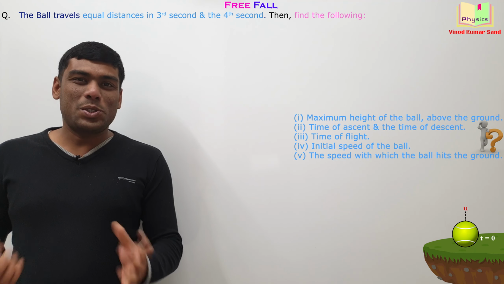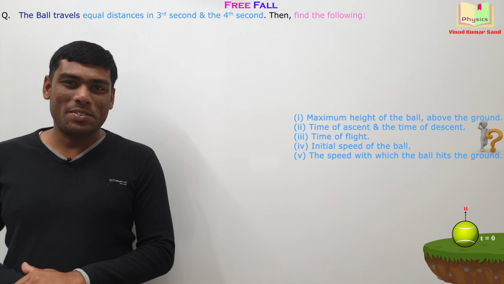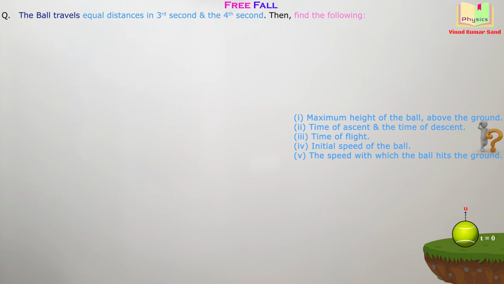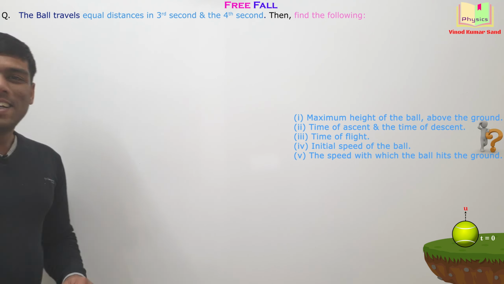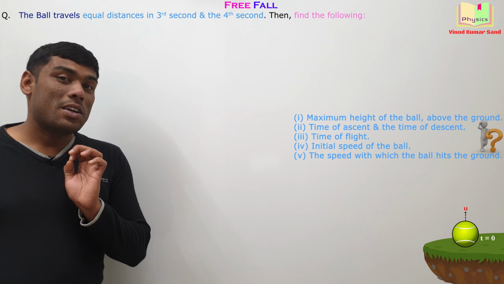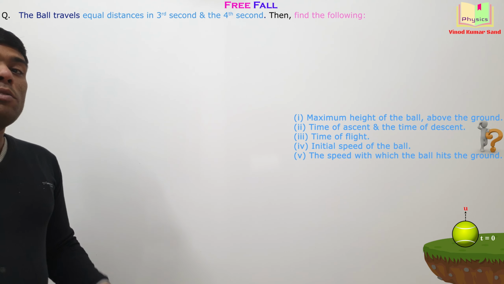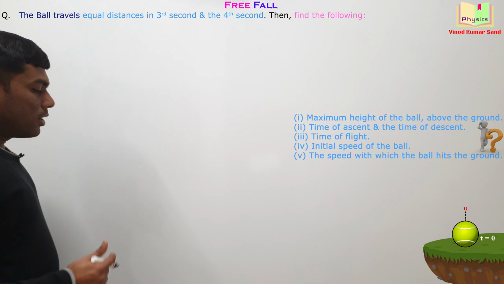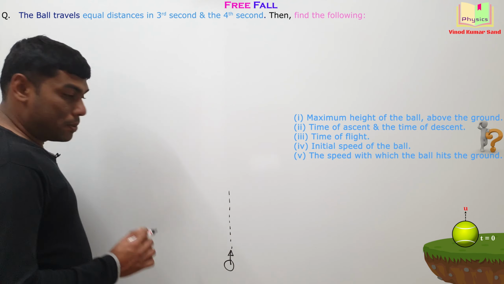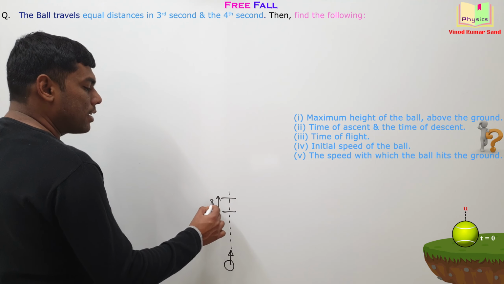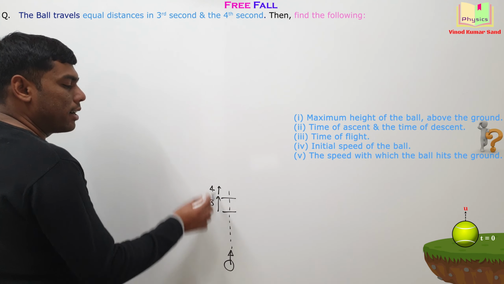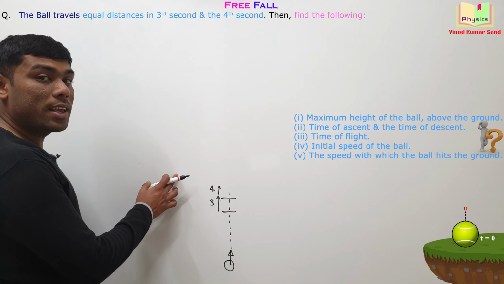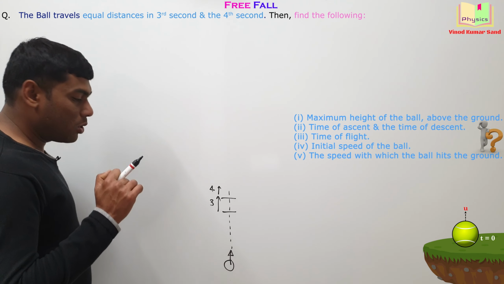Here is the next interesting question. If you wish, you may pause here and give it a try. Then I'll be solving it on the board. Okay, the hint lies in the language of the question itself. It travels equal distances in the third second and the fourth second. Suppose a ball is going up. If you check the third second and the fourth second, will it travel equal distance? No. Every second the distance traveled will keep on decreasing, that we have seen in the previous computation.